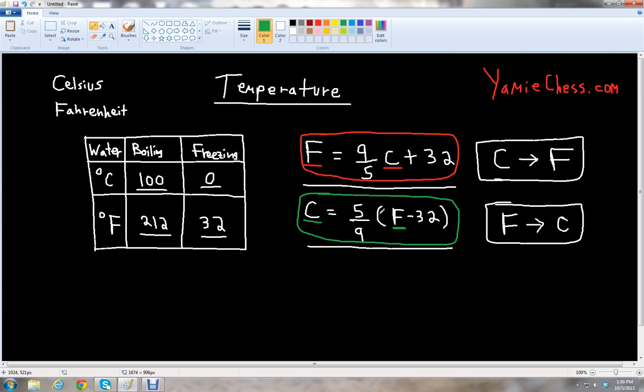So let's take a look at a couple examples. Let's say we want to convert 15 degrees Celsius to degrees Fahrenheit. We're already given the degrees Celsius and we want to go to degrees Fahrenheit, so we're going to use this equation, F equals 9/5 C plus 32. So we have F equals 9/5 times the value of C, the temperature in degrees Celsius, so that would be 15, and then plus 32.